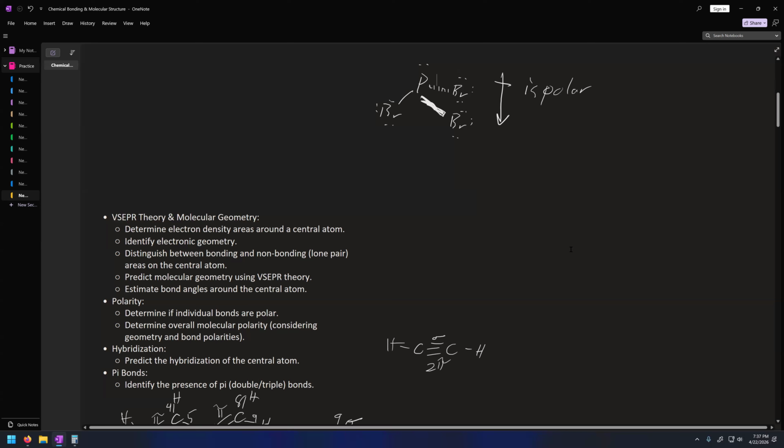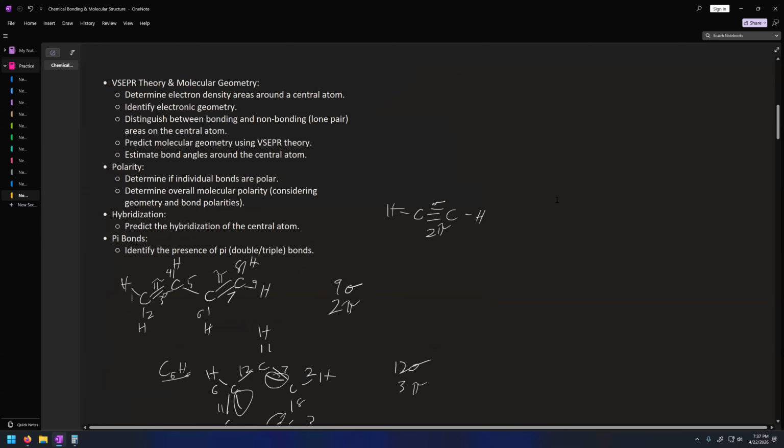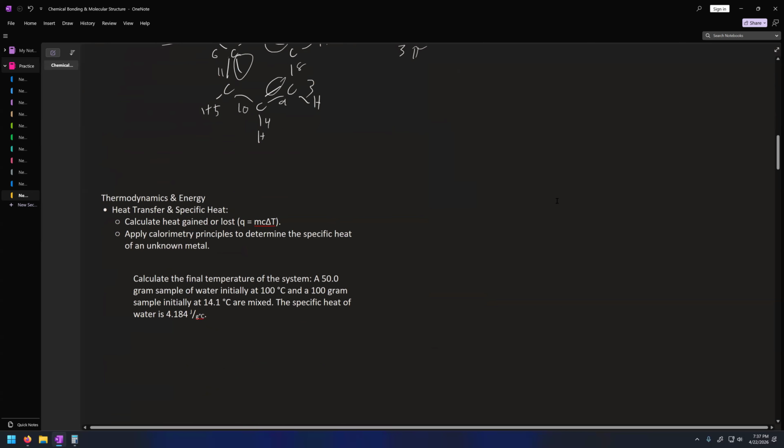Other questions on this one? All right, we spent quite a bit of time on Lewis dot structures, so I'm going to fast forward to some of the more mathy stuff, and we can revisit these at the end of the review session if we find time for it, and if there is a desire to do that.